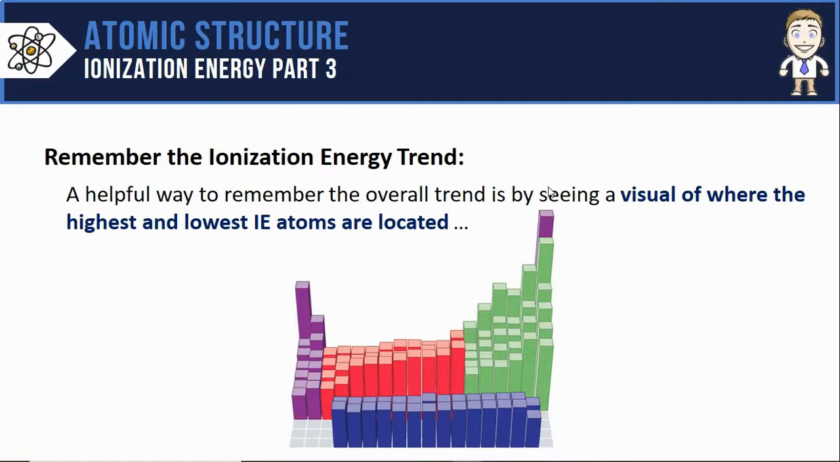Moving forward, you will probably be responsible for remembering the overall trend in first ionization energy. A nice bar graph visual like this can help your brain to remember that the atoms in this upper right-hand corner have the highest ionization energy values.